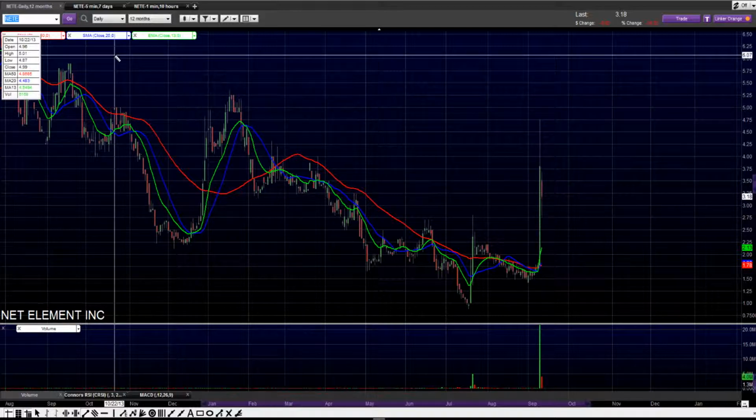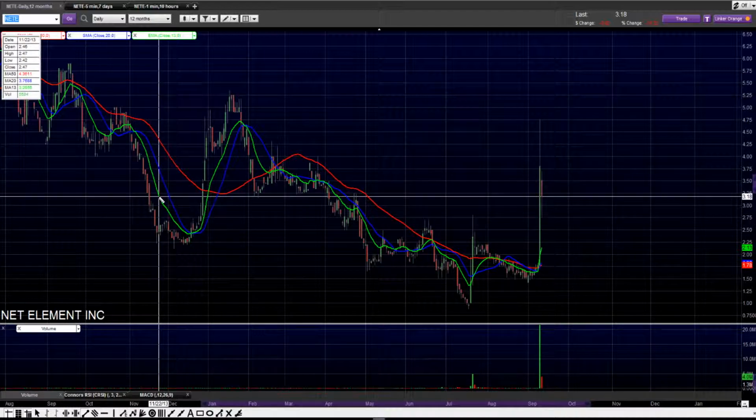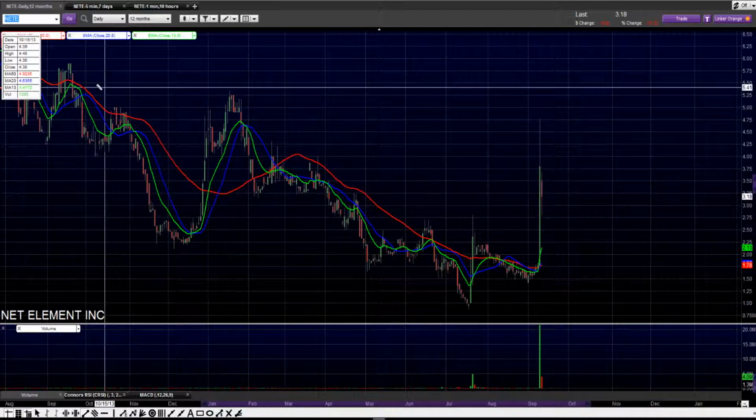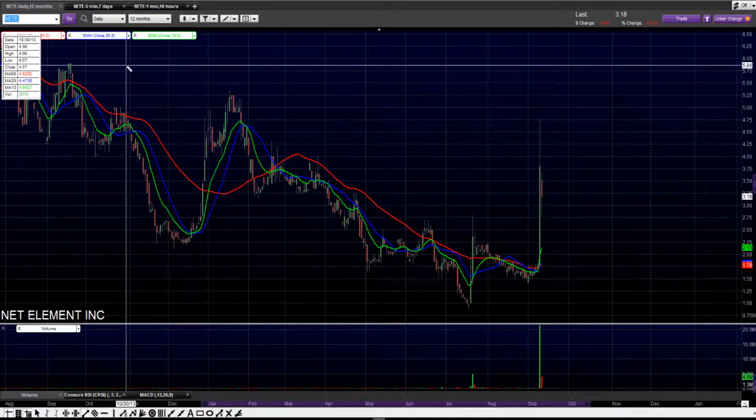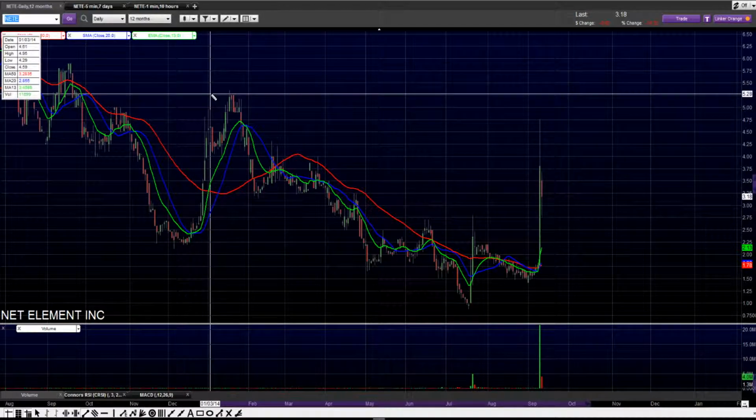This is NETE, and you can see that it is a primarily downward trend. I would call this a short opportunity for anybody who's shorting this stock. I know a few of us have shorted it for a long time. Some people have swing traded this short.